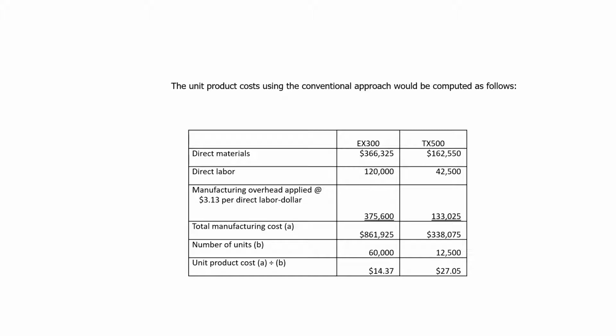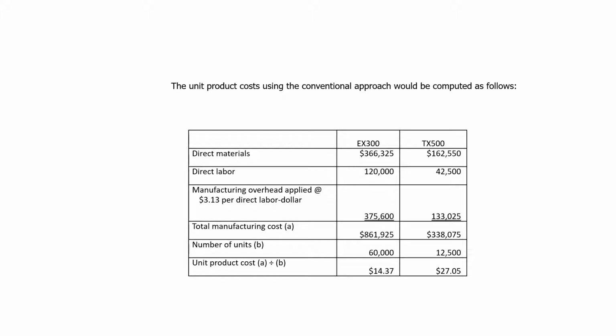So we have Precision Manufacturing Inc. PMI makes two types of industrial component parts, the EX300 and the TX500. It annually produces 60,000 units of the EX300, 12,500 units of the TX500. The company's conventional cost system allocates manufacturing overhead to products using a plant-wide overhead rate and direct labor dollars as the allocation base. Here's some additional information related to the company's two product lines. So they provide us with the direct materials and direct labor.